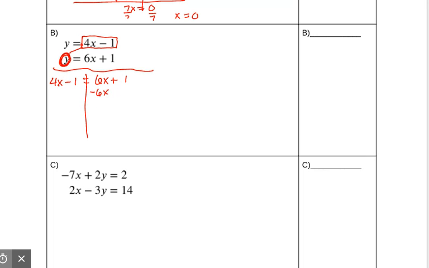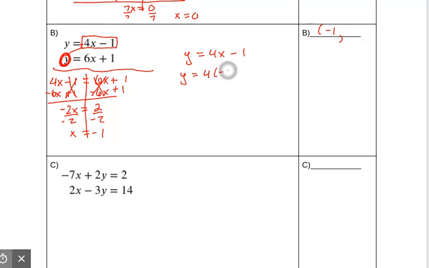So I'm going to minus 6x on both sides. That's 0. Add 1 to both sides. That's 0. So I get negative 2x equals 2. And I finish it. So there's my x. I have my negative 1. Now I need to figure out what y is. So again, it really doesn't matter which one I choose. I'm just going to go ahead and choose that top equation. This is an x answer, so I need to put it in for my x. 4 times negative 1 is negative 4, and negative 4 minus 1 is negative 5.